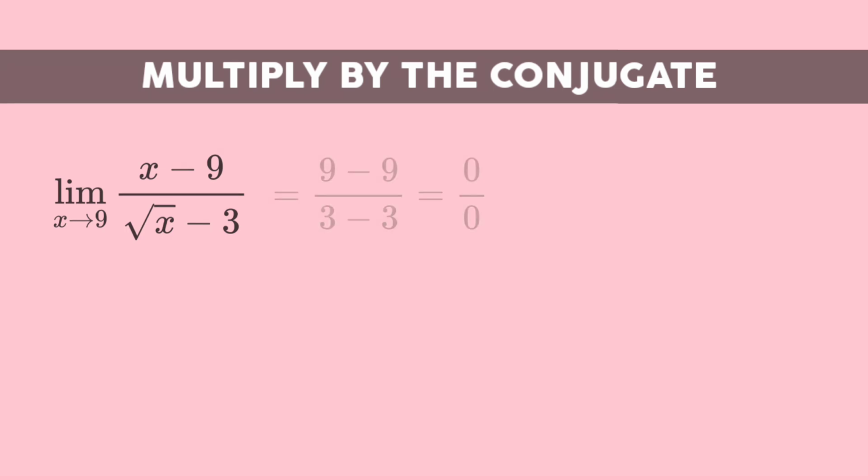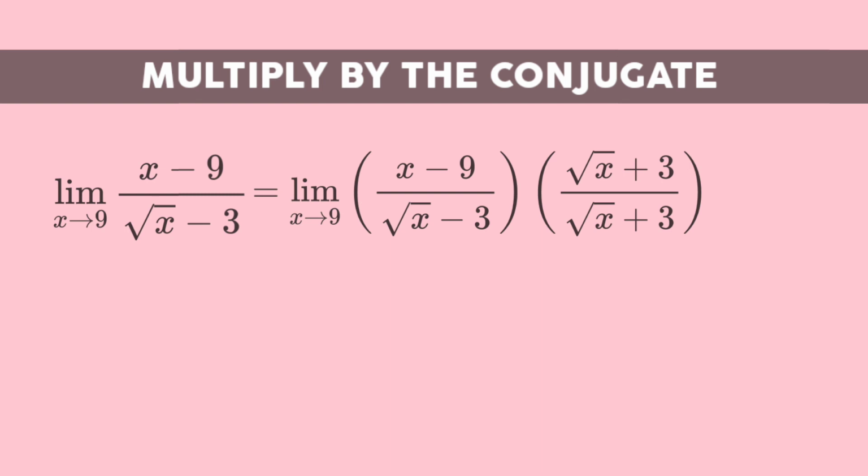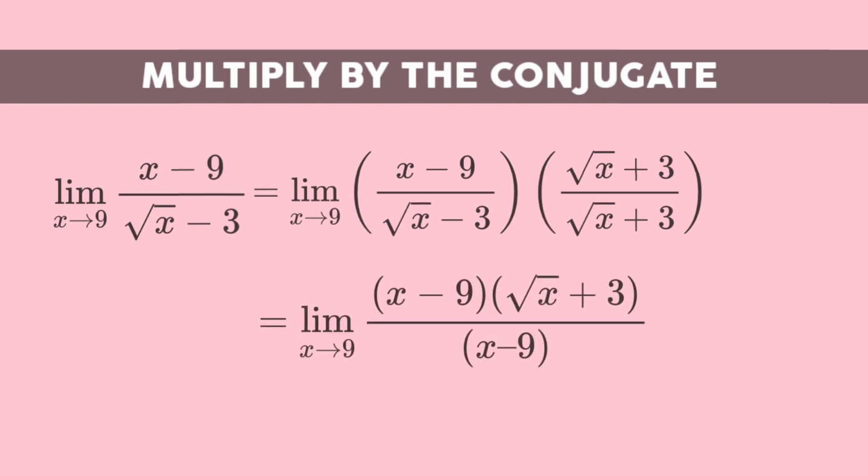The next method is multiply by the conjugate. Here we have the limit as x approaches 9 of (x minus 9) over (square root of x minus 3). Now, if you encounter this kind of limits question, by substituting the x, you will get the indeterminate answer, which is 0 over 0. So, in order to solve this question, you need to multiply the limit by its conjugate. For example, we are going to multiply the limit by the denominator's conjugate, which is (square root of x plus 3) over (square root of x plus 3). Then, you have to multiply and simplify it as usual.